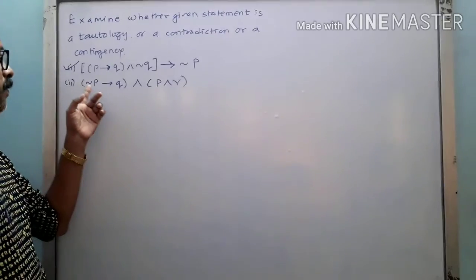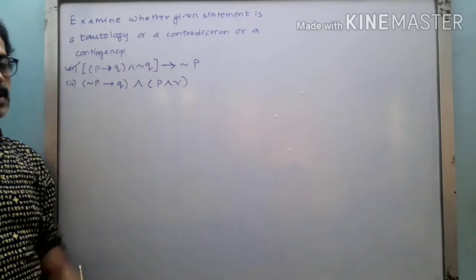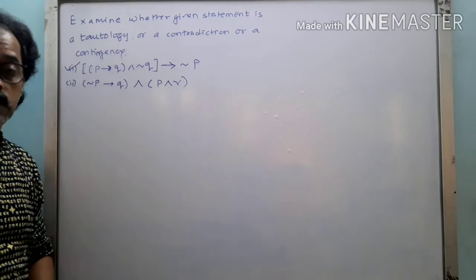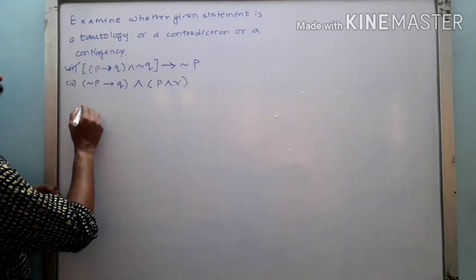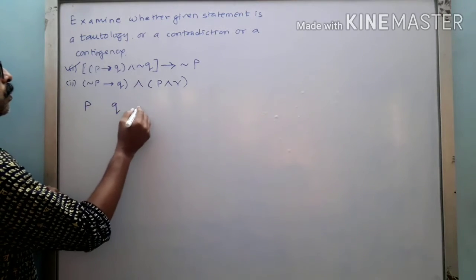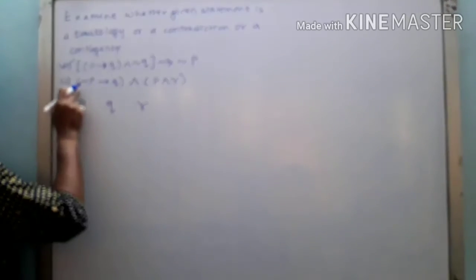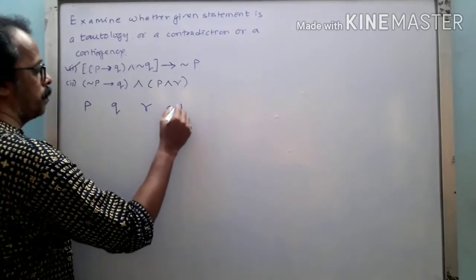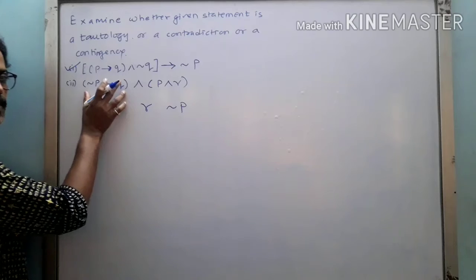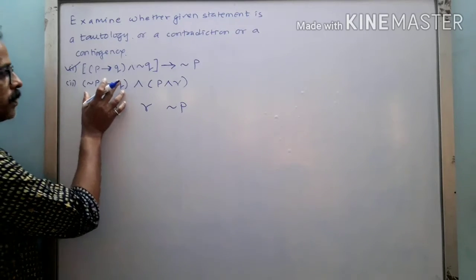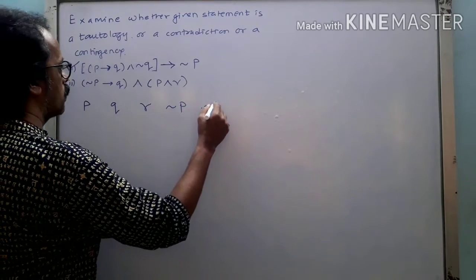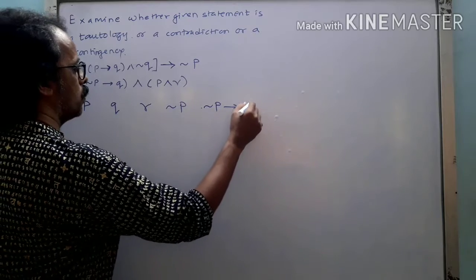Okay, but if you observe here, there are three letters. That means three logical statements. How are we going to write them down? It is P, it is Q, it is R. Any negation? Yes, there is a negation of P. Now the first column, the first bracket: that is negation P implies Q.